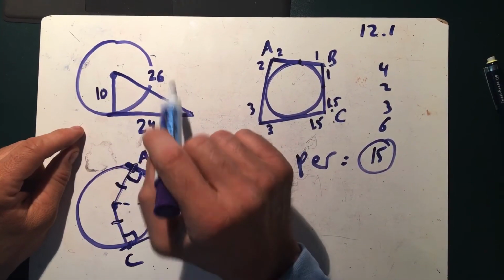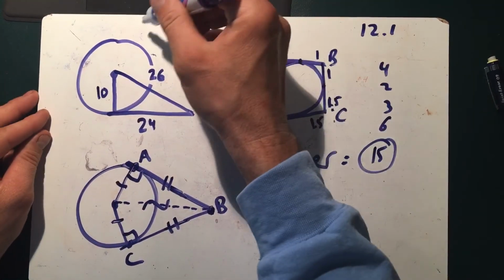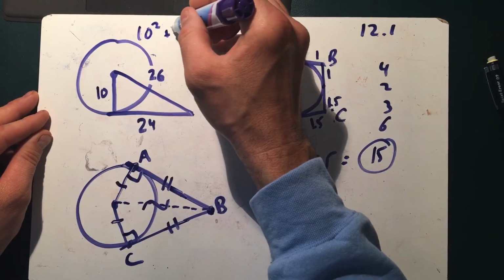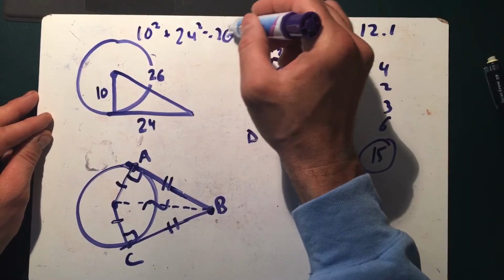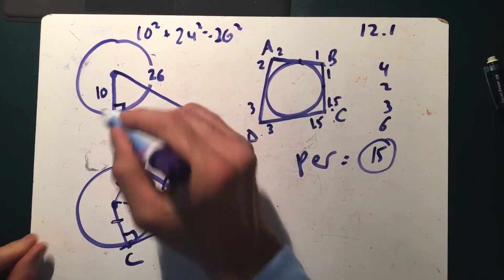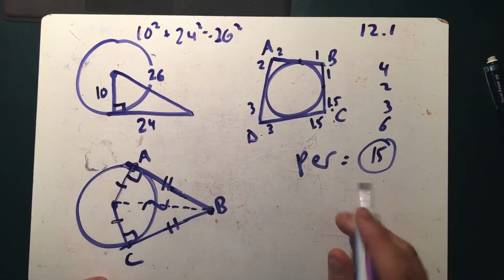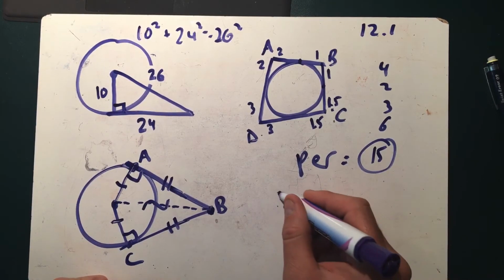So we're like, ooh, I recognize that. That's 5, 12, 13 doubled. Awesome. You're done. That's a right angle. Or you could say, well, is 10 squared plus 24 squared equal to 26 squared? And then you use a calculator and you figure out it is. Yes, indeedy, it is.